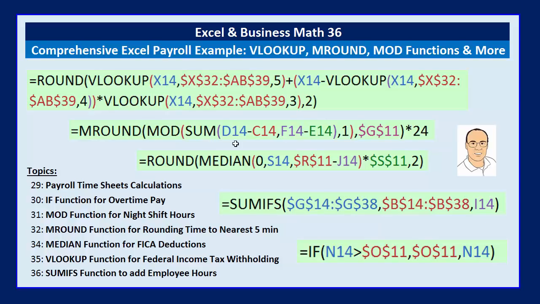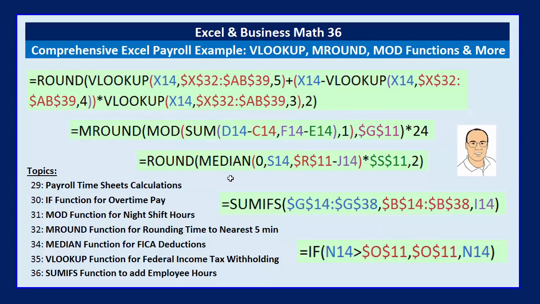Now, we'll remind ourselves how to do time calculations from video 29. We'll remind ourselves how to use the if function when we have workers working overtime. We'll remind ourselves from video 31 how to use the mod function when someone's working a night shift. Video 32, we'll remind ourselves about the MROUND function to round to the nearest 5 minutes. We'll remind ourselves about video 34 when we use the median function to do FICA tax deductions. And we'll remind ourselves about video 35 when we used VLOOKUP a bunch of times for federal income tax withholdings.